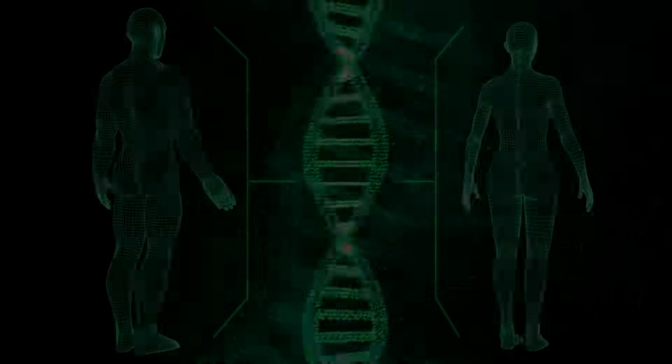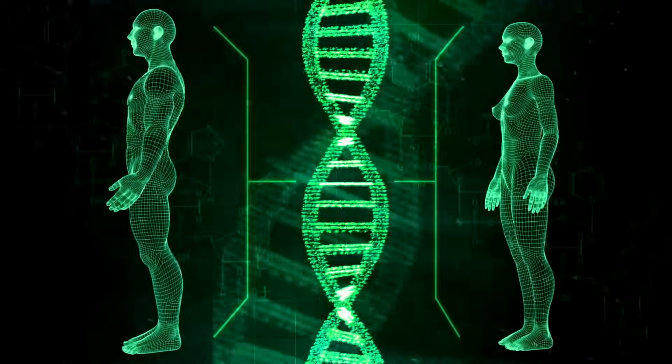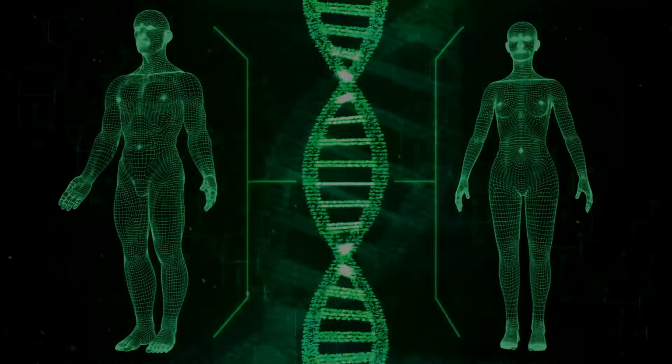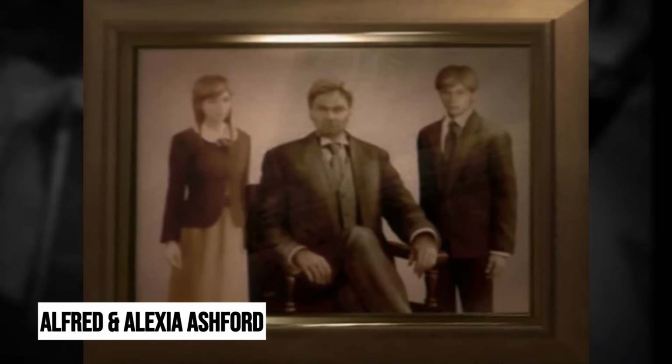He dreamed of emulating the legendary Veronica Ashford, a 19th century matriarch known for her extraordinary intelligence. To achieve this, Alexander turned to genetic engineering and decided to combine his own DNA with Veronica's, also introducing a gene related to intelligence that he had discovered. The result of this experiment was the birth of twins, Alfred and Alexia.